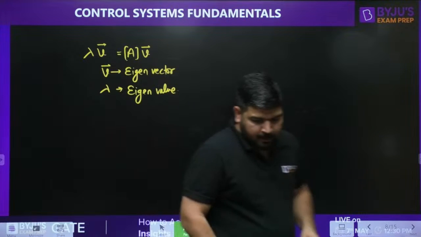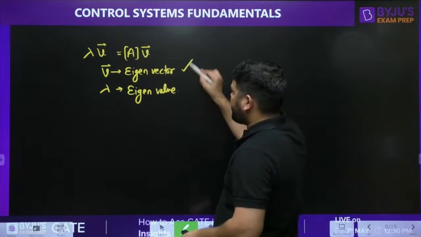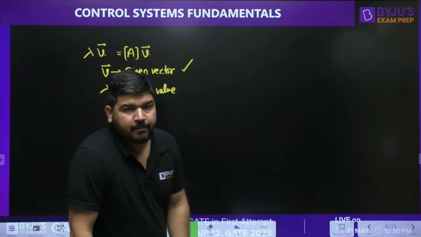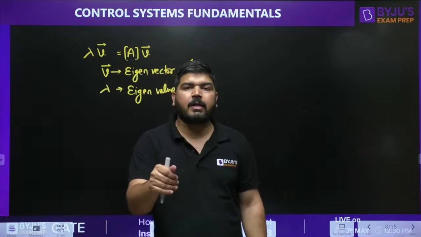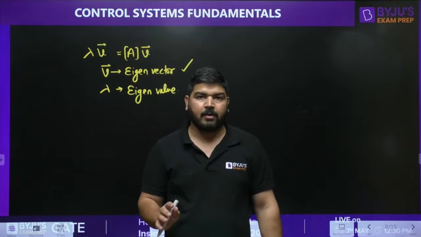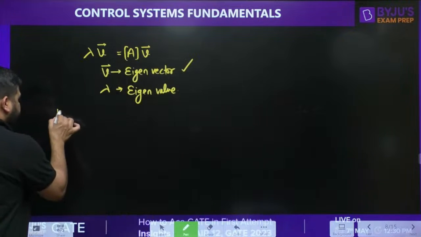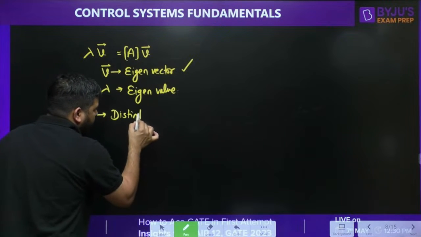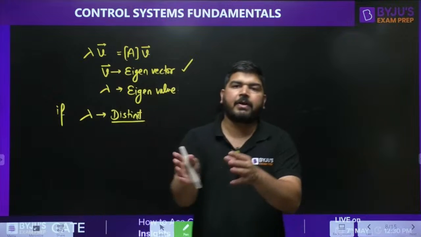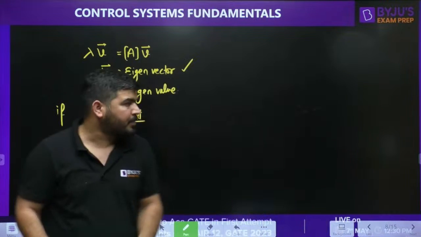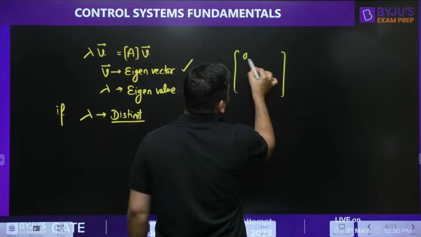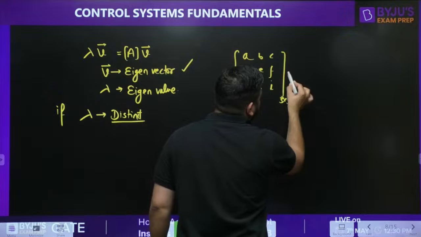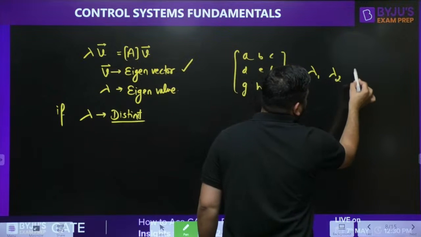Now, we have to discuss more about this eigenvector. In the previous class, I told you how to calculate the eigenvector. Now, will the eigenvectors be linearly dependent or independent? We have to check that. If eigenvalues are distinct, you have different eigenvalues. Let's say you have a 3 by 3 matrix, A, B, C, D, E, F, G, H, I, and the eigenvalues are distinct, lambda 1, lambda 2, lambda 3.